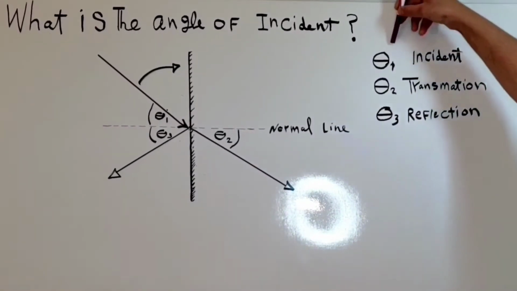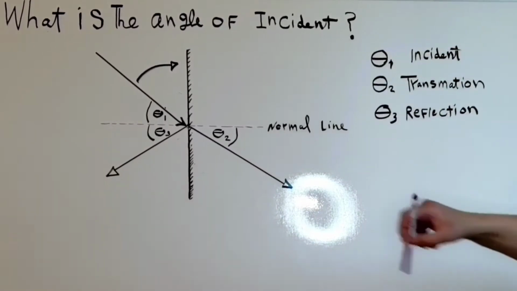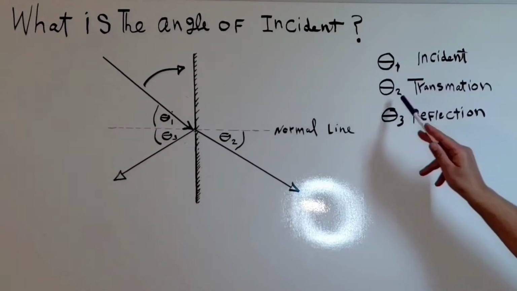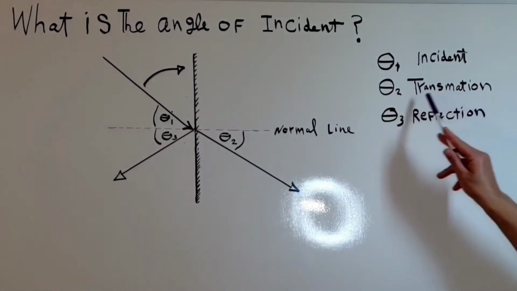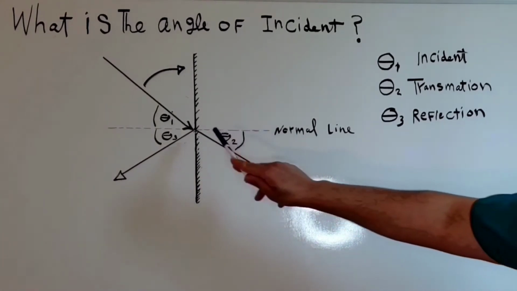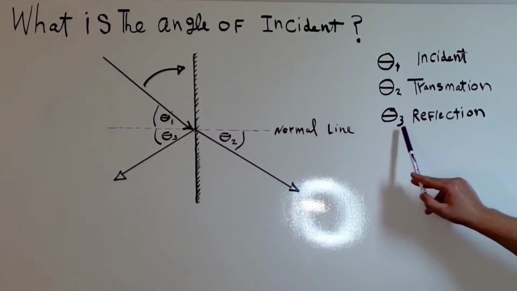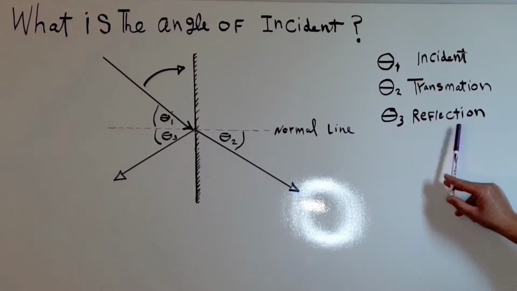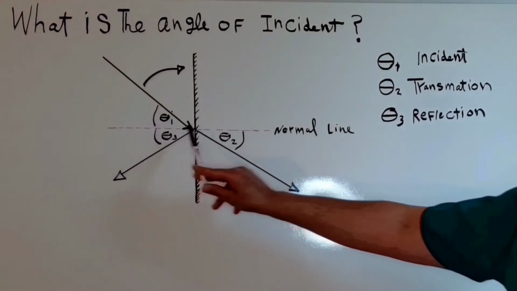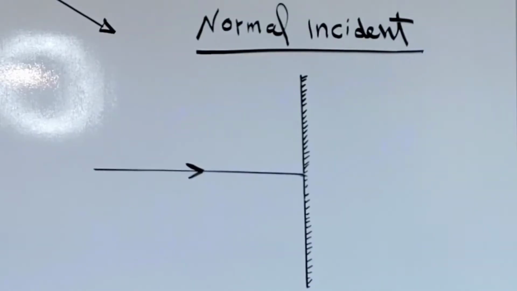So again, we have theta 1, which is the angle of incident, the angle between the sound beam and the normal line. We have theta 2, the angle of transmission, the angle between the transmitted sound beam and the normal line. And we have theta 3, the angle of reflection, the angle between the reflected sound beam and the normal line.